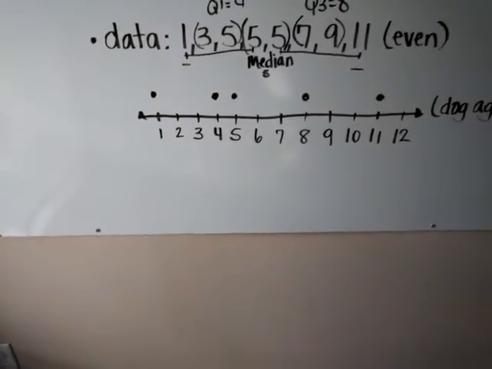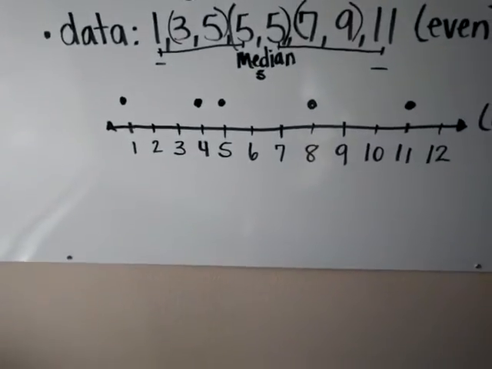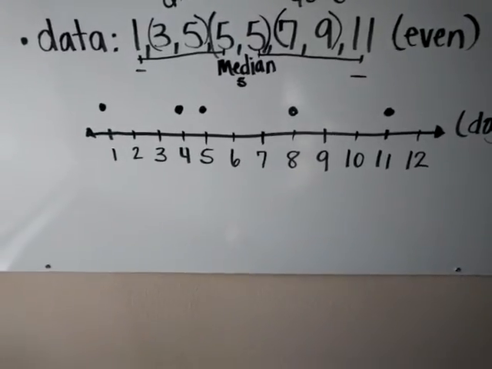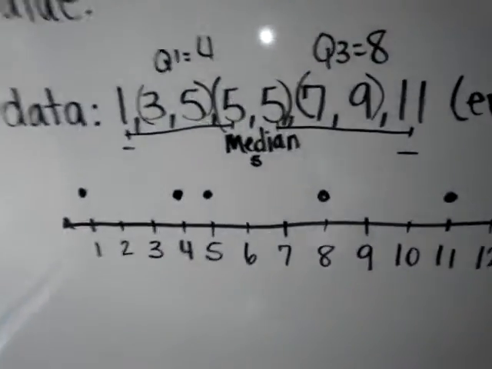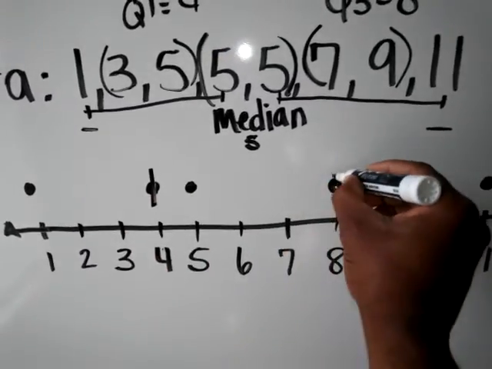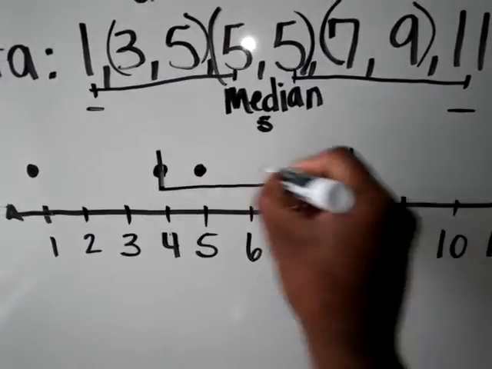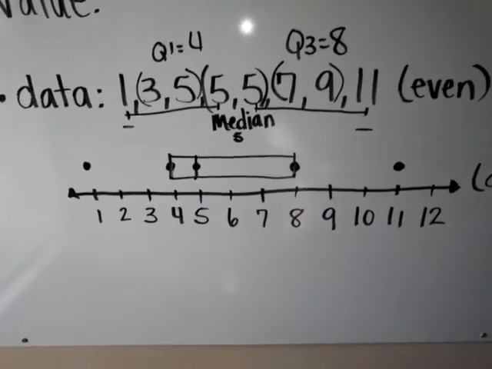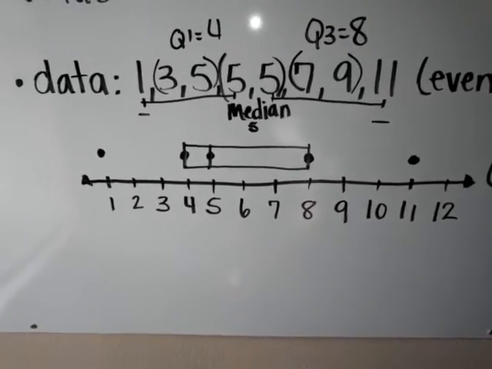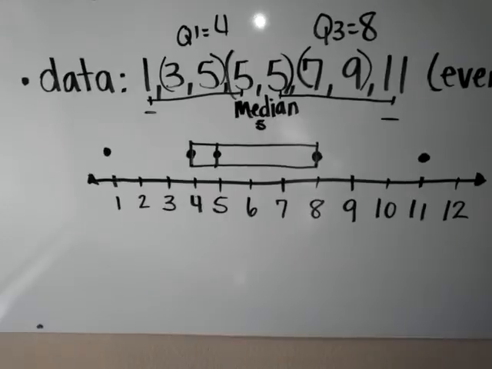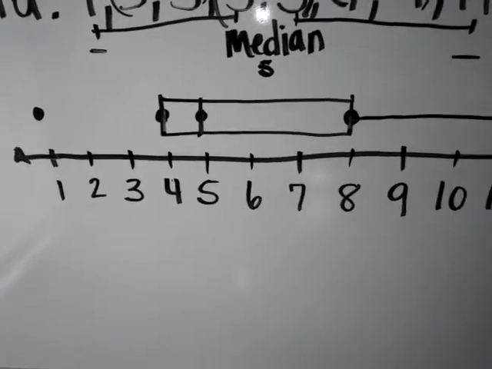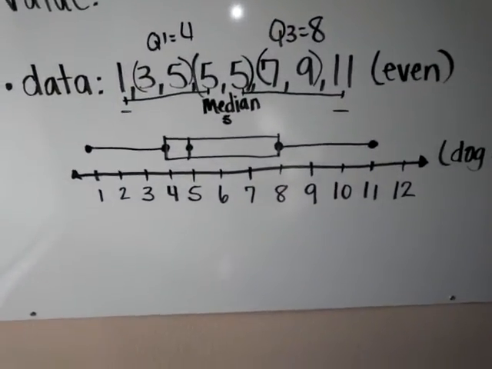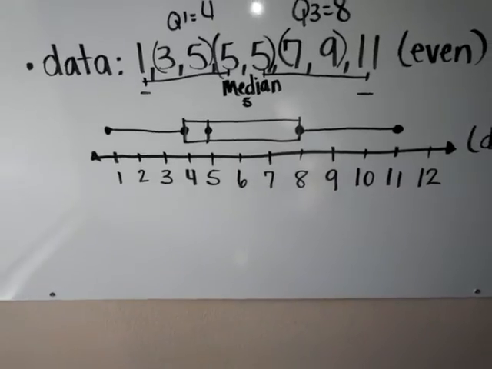All right, so once you have your 5 dots within your number line, you have satisfied the 5-number summary. Now we have to put the box around Q1 and Q3. Let's do that. From Q1 to Q3, we have our box. And now we have to extend Q1 to the least value and Q3 to the greatest value to create our whiskers. Whiskers to the greatest, whiskers to the least value. Now we have successfully completed our box and whisker plot.